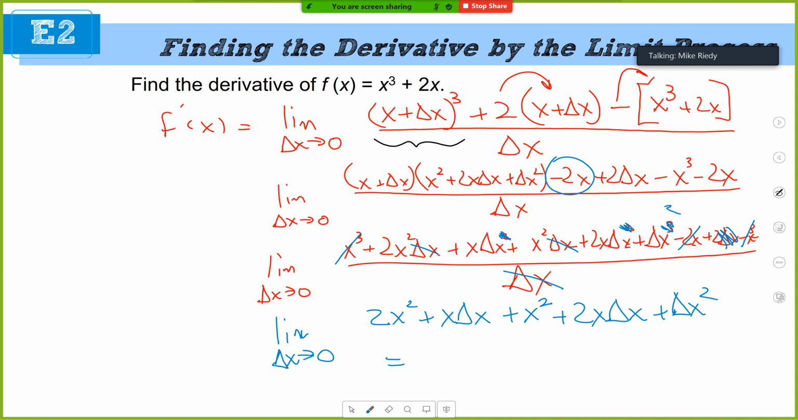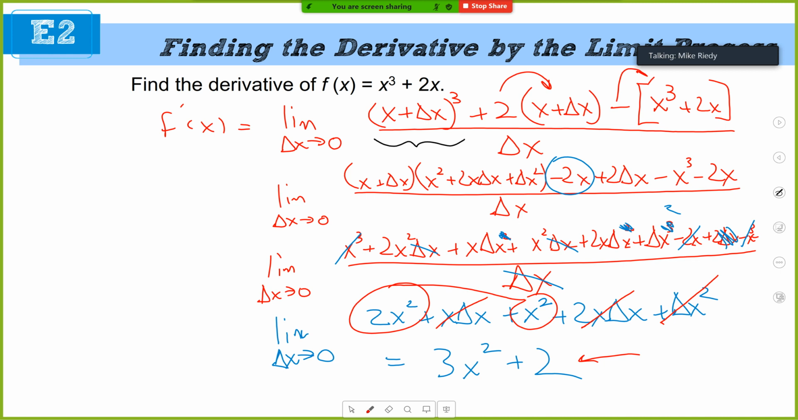What I should get for an answer is 3x squared plus 2. Because this would combine with this to give me 3x squared. This would go away to 0. This would go away to 0. This would go away to 0. So I'm missing this 2 that I know I'm supposed to have. Now, how do I know I'm supposed to have a 2 there? Because I know where we're going and I know how to quickly take a derivative.